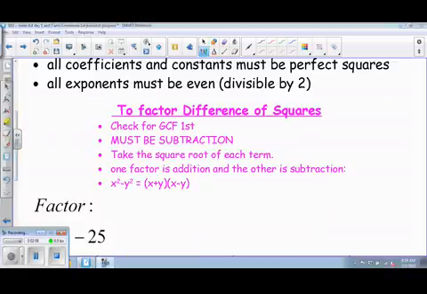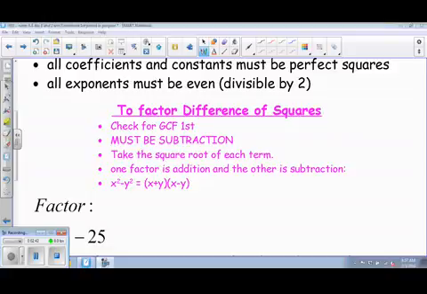Factoring the difference of 2 squares is very simple. Once you recognize that it is the difference of 2 perfect squares, it's going to be equal to a plus b times a minus b. Meaning it's the square root of your first term plus the square root of your last term, and then the square root of your first term minus the square root of your last term. They end up usually being a binomial times a binomial. One will be plus, one will be minus.